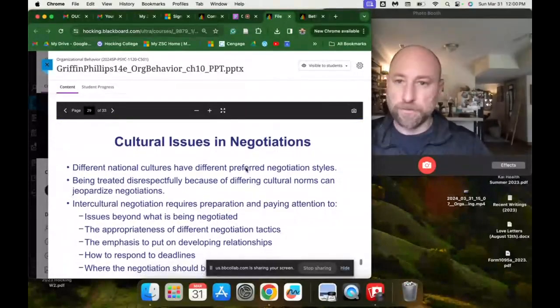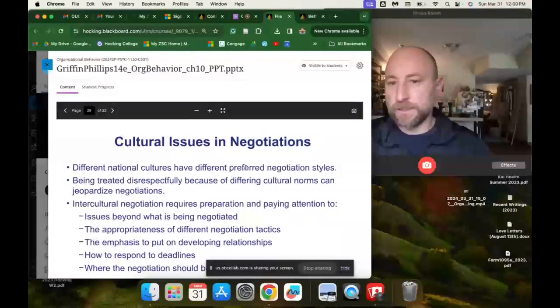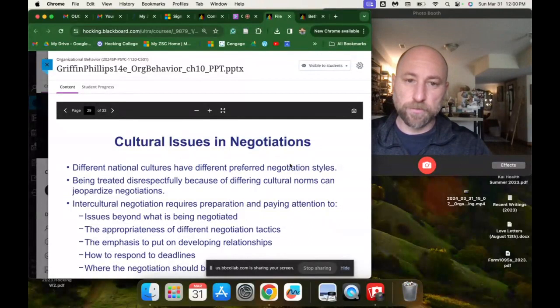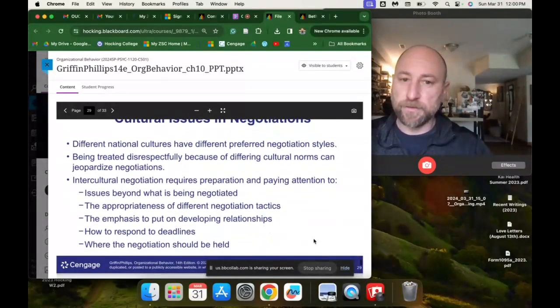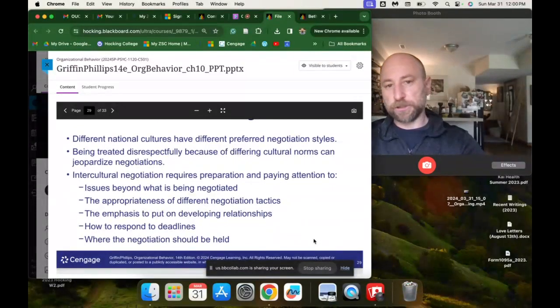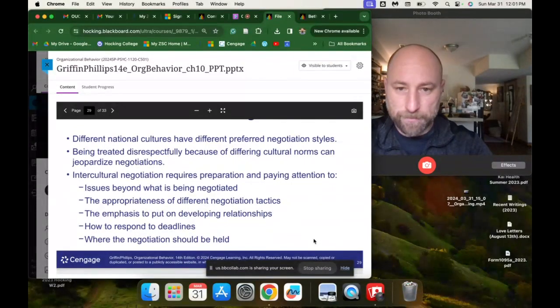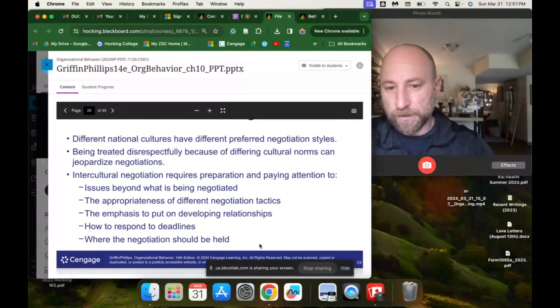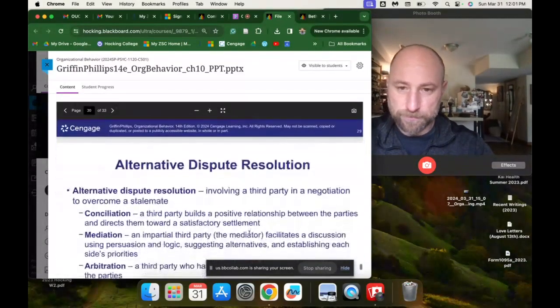All right, coming towards the end here, cultural issues in negotiations. Different national cultures have different preferred negotiation styles. Being treated disrespectfully because of differing cultural norms can jeopardize negotiation. Intercultural negotiation requires preparation and paying attention to issues beyond what is being negotiated: the appropriateness of different negotiation tactics, the emphasis to put on developing relationships, how to respond to deadlines, and where the negotiation should be held.